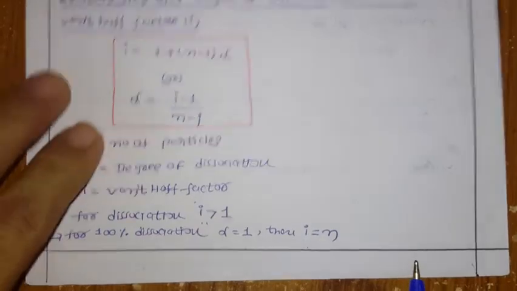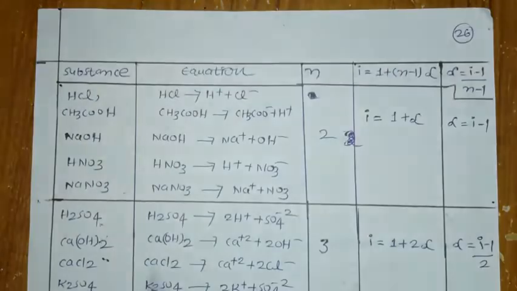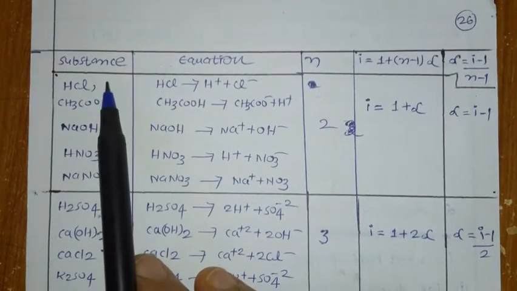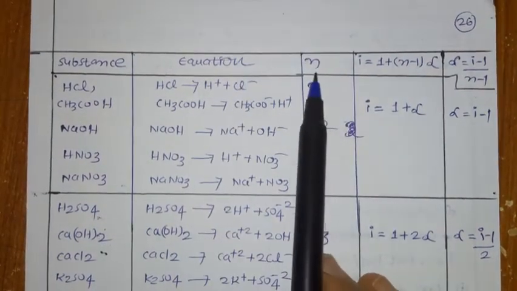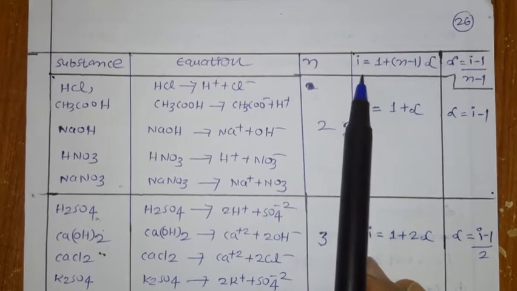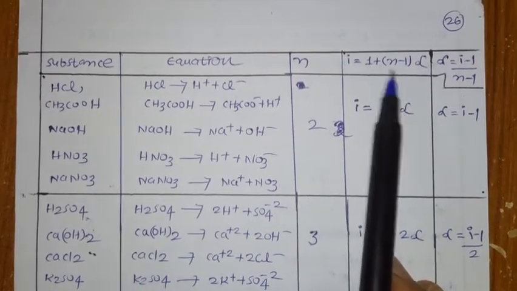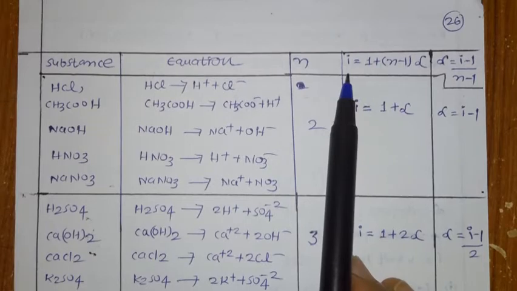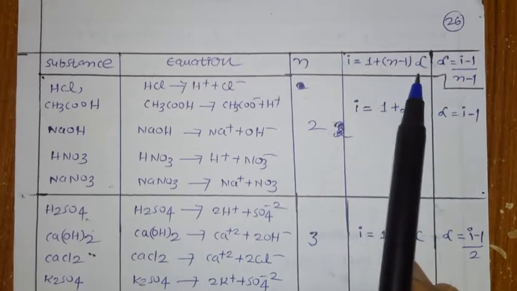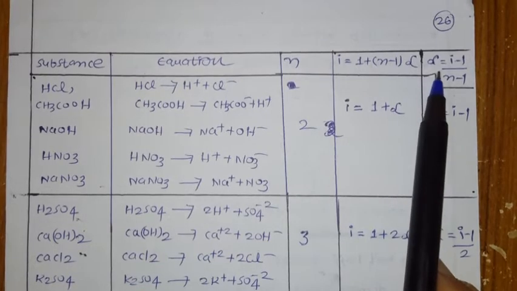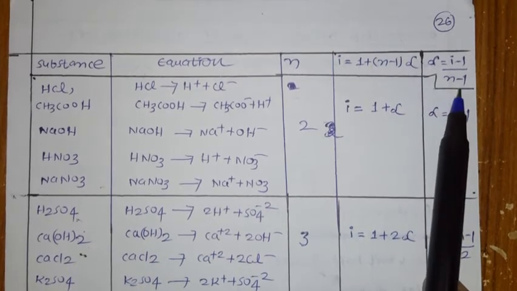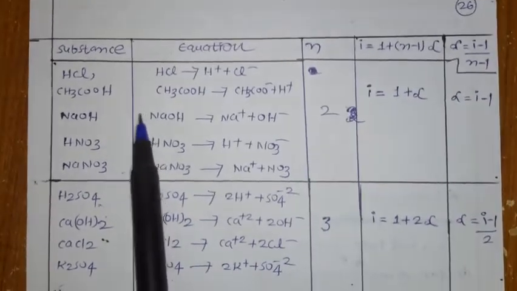Now let us see the examples for that. Here we have the substance and the equation. I am writing n, the number of particles, and from that I am going to calculate the van't Hoff factor. For dissociation we have the formula i = 1 + (n - 1)α. Next, if you want α, the formula is α = (i - 1)/(n - 1).